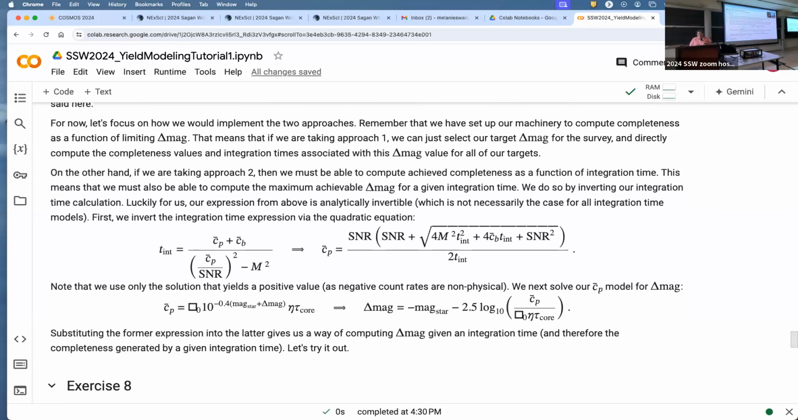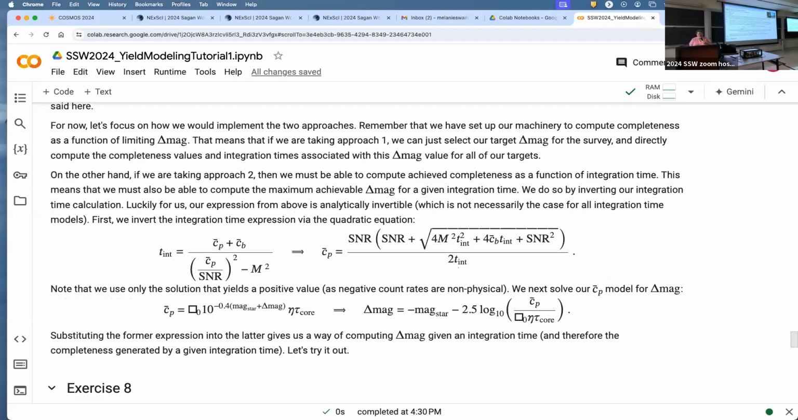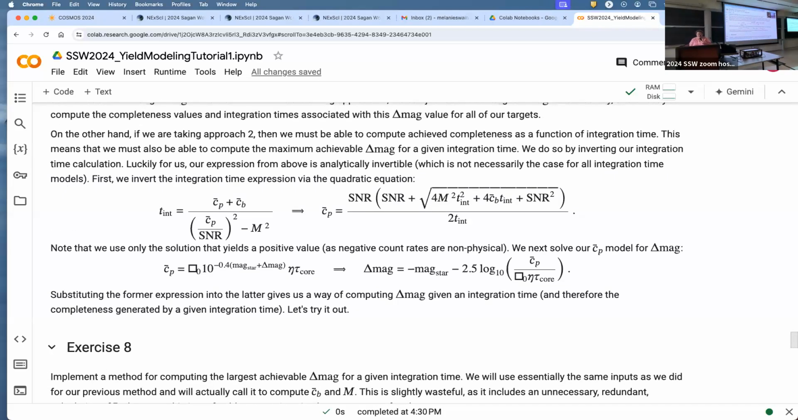If we're taking approach one, we can just select our target delta magnitude for the survey and directly compute the completeness value and the integration time associated with that. But if we take approach number two, then we need to compute the achieved completeness as a function of integration time. So we also have to be able to compute the maximum achievable delta magnitude for a given integration time. We do that by inverting our integration time calculation. The current model that we're using is simple enough that we can do an analytical inversion of that, and then we can implement that and solve for the counts from the planet, relating it to delta magnitude.